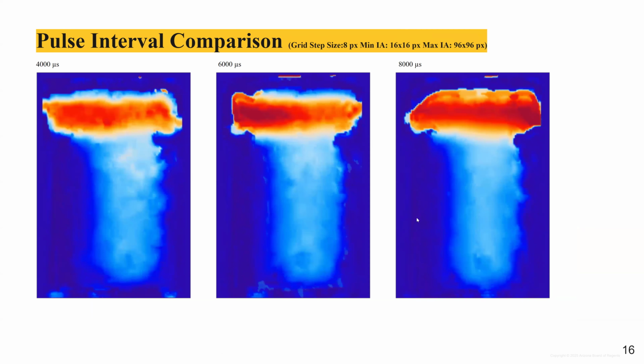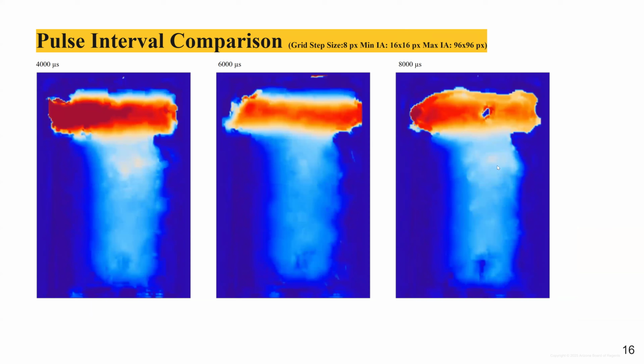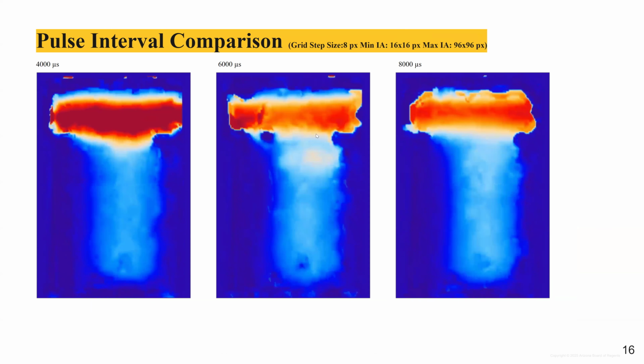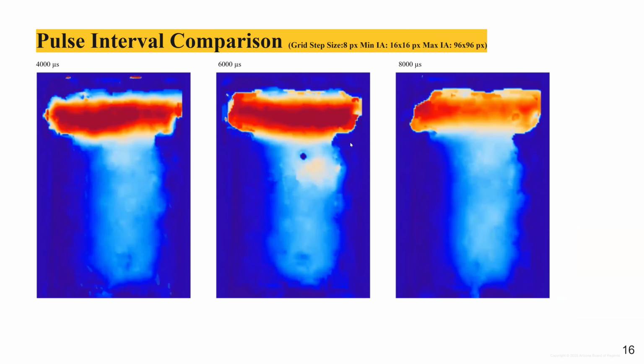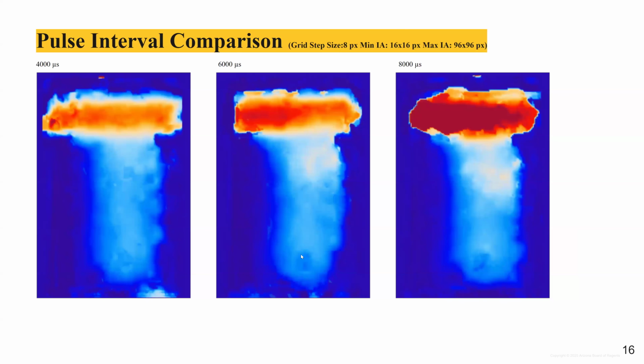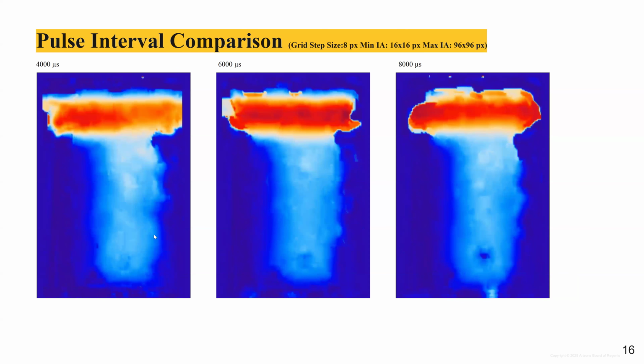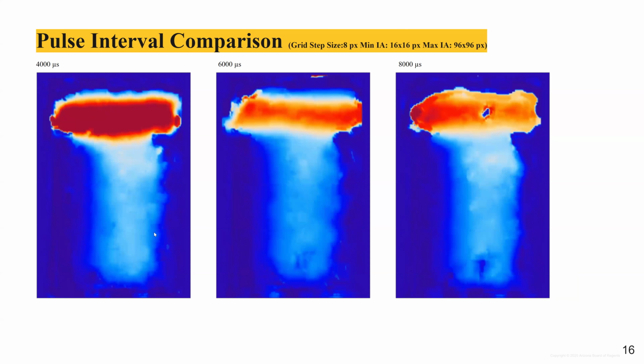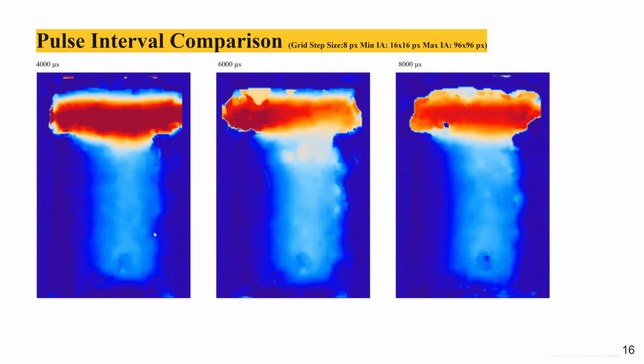At 8,000 microseconds, the core jumps far and gaps appear. At 6,000 microseconds, gaps are fewer, but some details fade. At 4,000 microseconds, the vectors stay continuous and the wake is fully resolved.